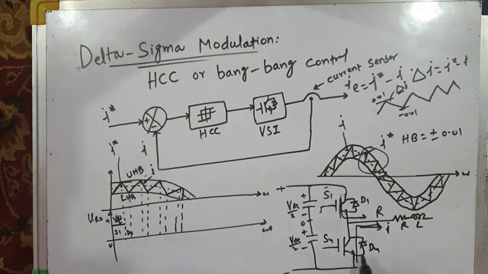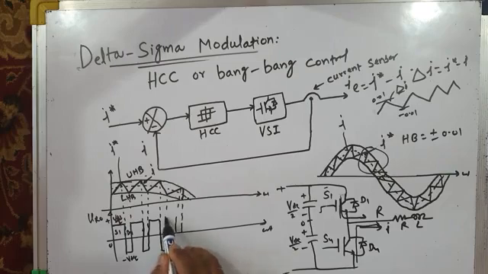And when D4 is on, your phase R is connected to negative DC bus and pole voltage VRO is minus VDC by 2. Then it is again plus VDC by 2, minus VDC by 2, plus VDC by 2, minus VDC by 2. You can continue like this. So this is your pole voltage. This is what we have already learned in the previous class.